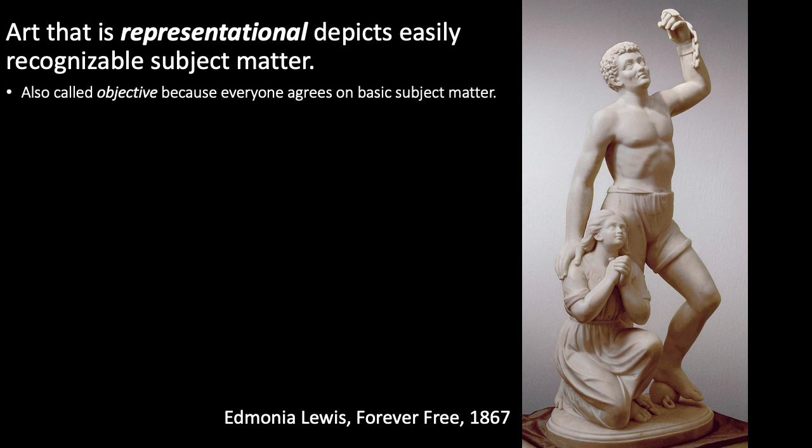For example, this sculpture here by Edmonia Lewis, everyone looking at this sculpture would agree that the subject matter is a male figure and a kneeling female figure next to him. Now, the message or meaning is deeper than that and would involve some information about the context, about the artist, etc. But we can all agree that this is representational of a male and female figure.